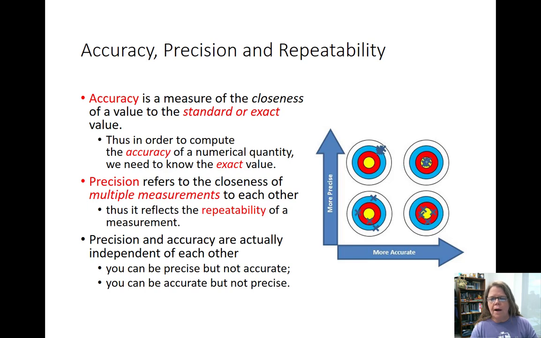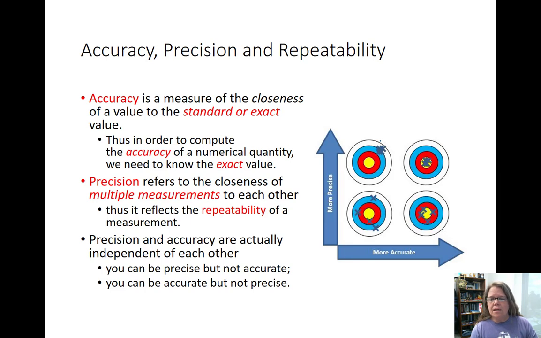If you look at this picture over here, right here, I am hitting the bullseye, right? I am very accurate. I know where it needs to be, and all of my measurements are pretty close to where they need to be. So that's accurate, all right? Precision is slightly different. Precision refers to how close multiple measurements are to each other. So is the measurement repeatable?